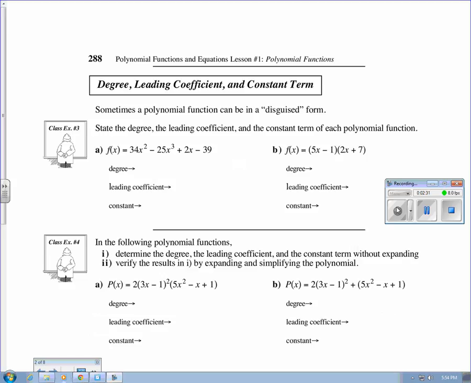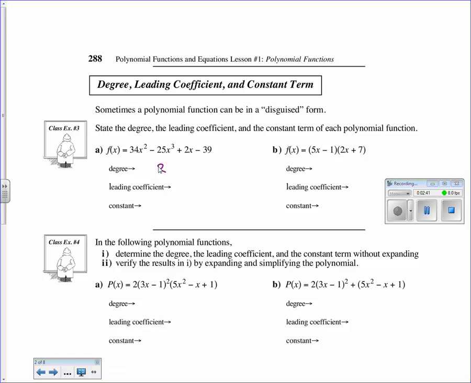So we have to be able to identify those variables or those terms. The degree of example 3a is 3. It's actually hiding in the equation. So polynomial statements are usually written in descending order. And then it would be more clearly that the leading coefficient is -25 and the constant is -39.